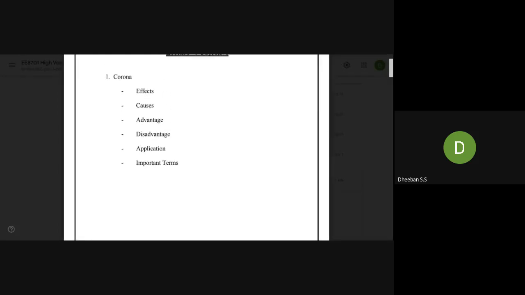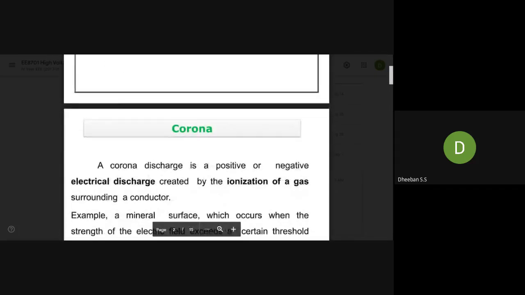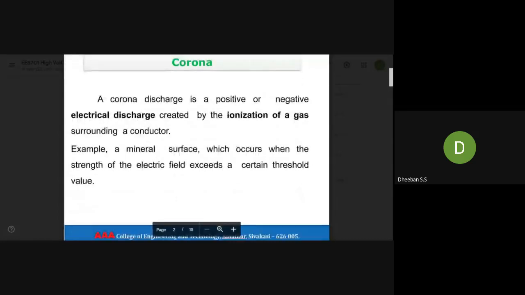Can anybody say? So you just see it. Here what they are saying is corona is nothing but a discharge. It is an electrical discharge. It can be either positive or negative. How it is created: it is created by ionization of a gas.